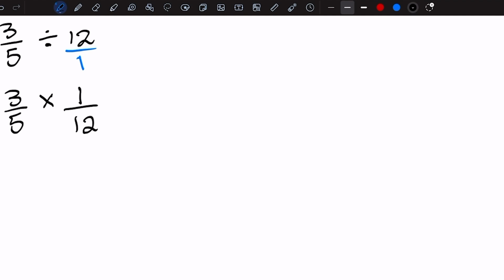We continue by looking to see if anything can be simplified. The 3 and the 12 can be simplified. So 3 into 3 goes 1 time, and 3 into 12 goes 4 times. Nothing else can be simplified, so I just multiply across now. 1 times 1 is 1, and 5 times 4, that's how much? 20. So our answer would be 1 over 20.